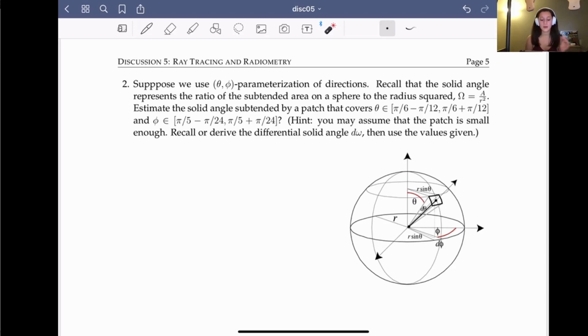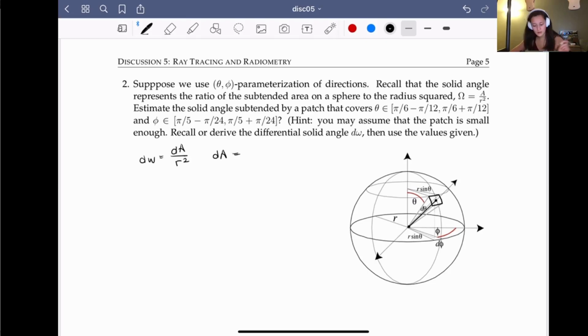Assume that the patch is small enough, and then recall or derive the differential solid angle, then use the values given. So our differential solid angle is going to be equivalent to dA divided by r squared, since they kind of said that earlier in the question. So now what is dA?